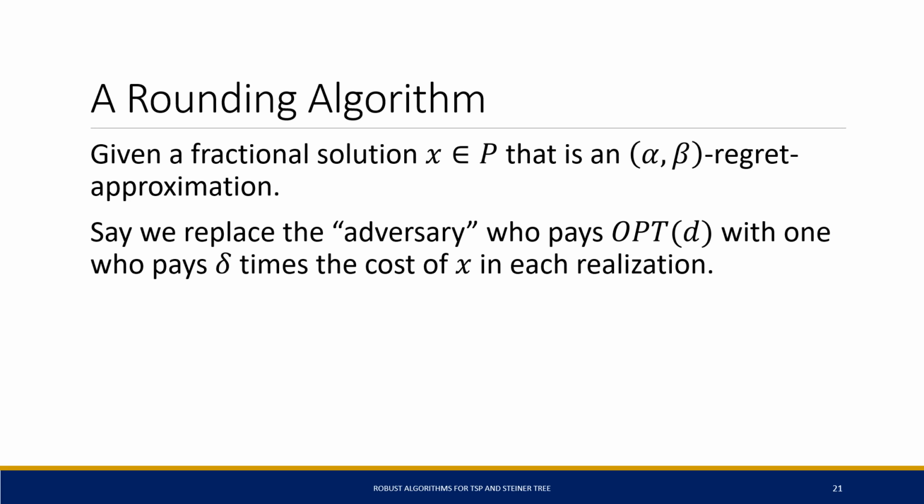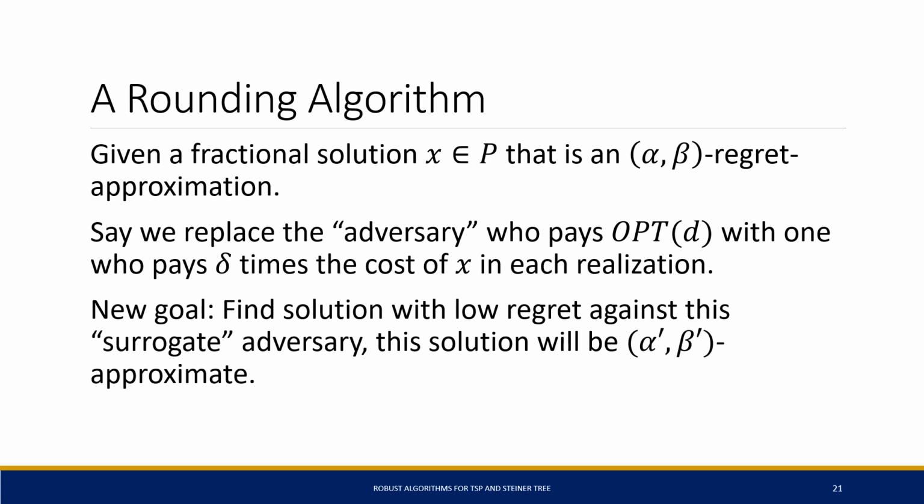Now the problem is the cost of the optimal solution, and the optimal solution itself, varies pretty heavily with the settings of edge weights. But we can replace the adversary with one who pays delta times this fractional solution we found. And now this adversary is using a fixed solution throughout all the realizations. So it'll make it easier to understand how well we're doing against this adversary once we're given a solution. So now our new goal is, rather than find a solution with low regret against opt, we're going to find a solution with low regret against this surrogate adversary who's always paying delta times the cost of the fractional solution. And since the fractional solution has a good regret guarantee, if we have low regret against this adversary, we'll also have a good regret guarantee.